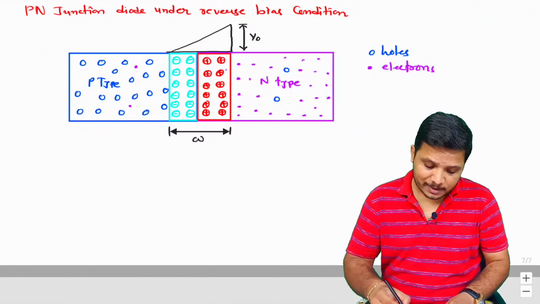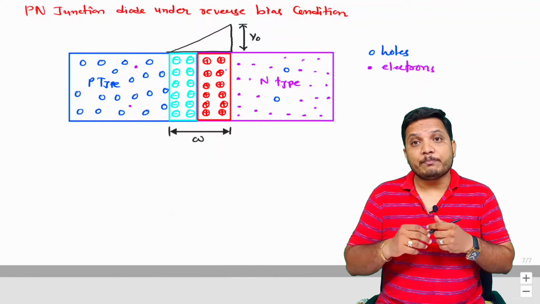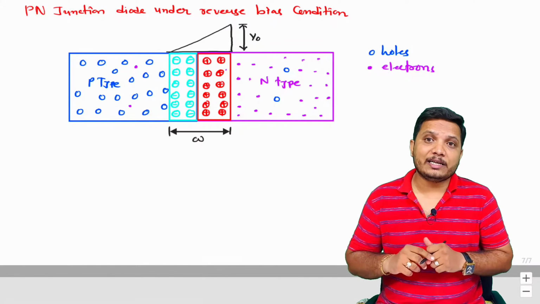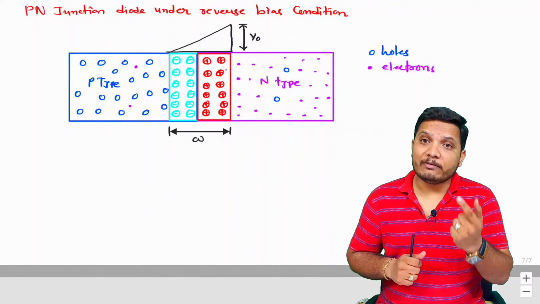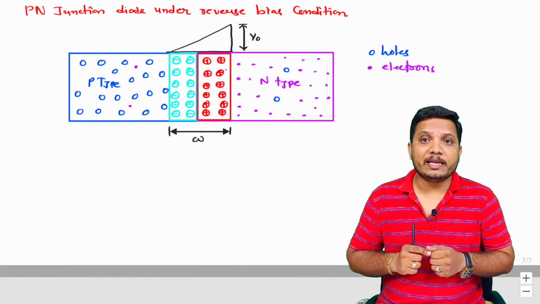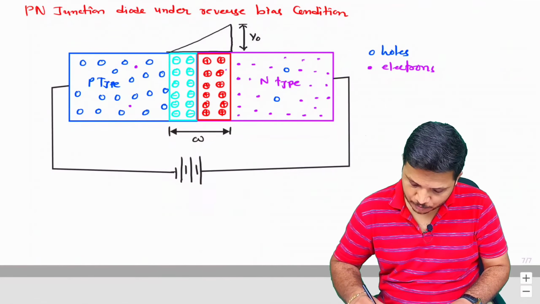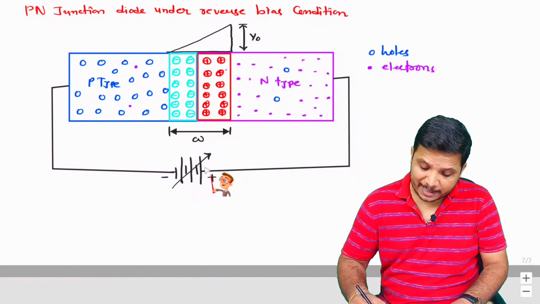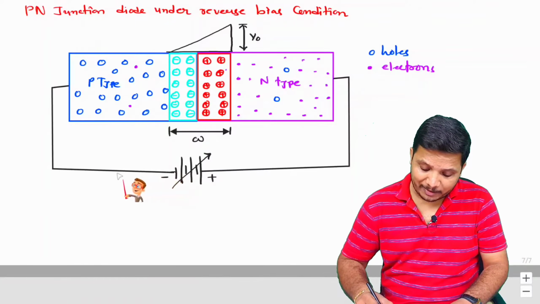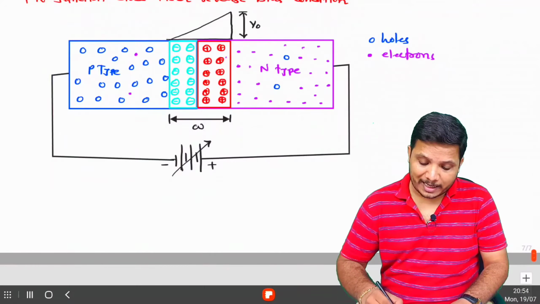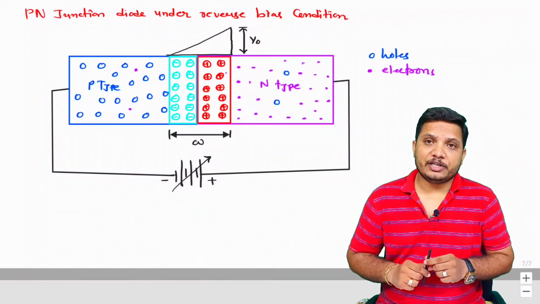Now our topic is the PN junction diode under reverse bias condition. When you keep the PN junction diode under reverse bias condition, you have to connect the P-type material with the negative terminal of the battery and the N-type material with the positive terminal of the battery. You can observe this battery has its positive terminal connected with the N-type layer and its negative terminal with the P-type layer. So that is how we have this PN junction in reverse bias condition.